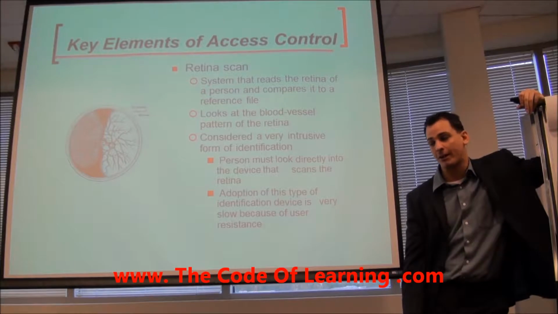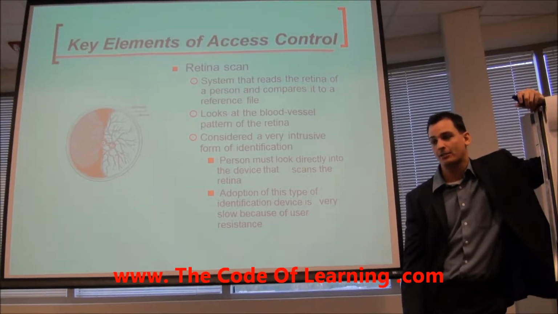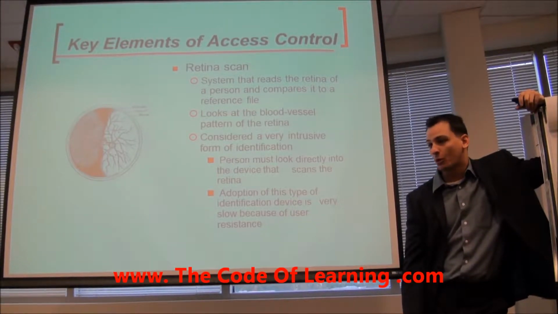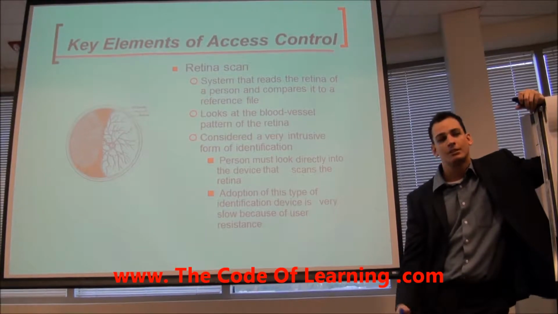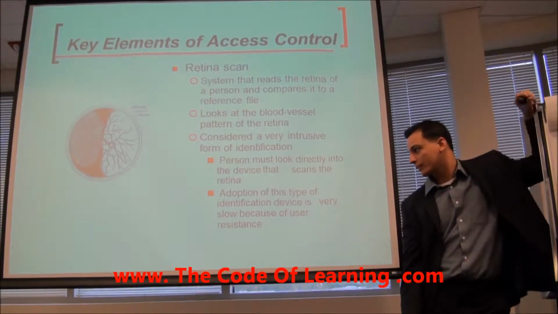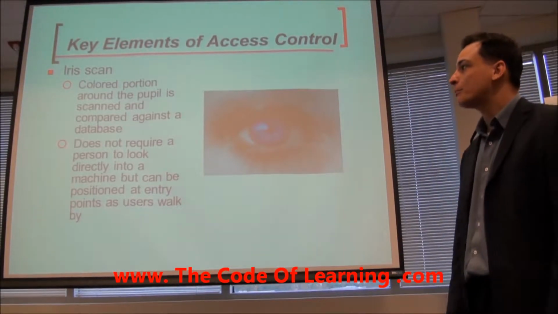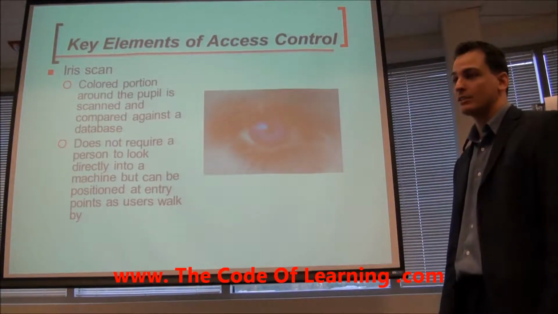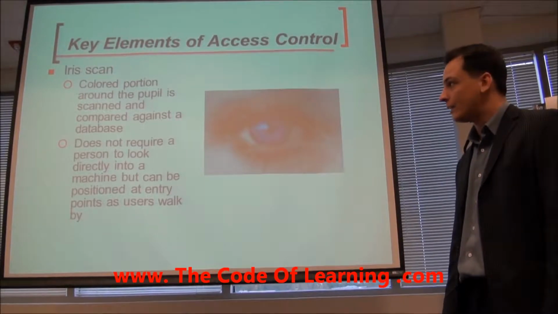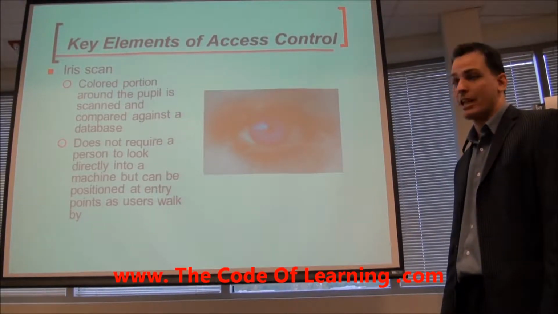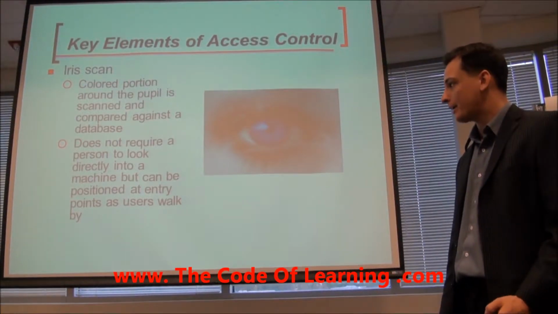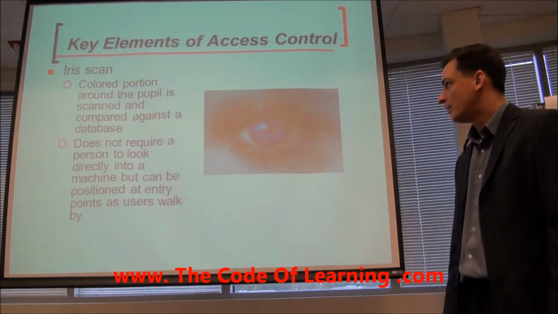What do you think is more accurate, retina scanner or signature dynamics? Retina. Right, which one do you think is more accepted by people? There you go. So there's two ways to look at this. Iris scan. It's the color portion of the eye. Irises are colorful, eyes are colorful. The iris scan must measure the colors around the eye.